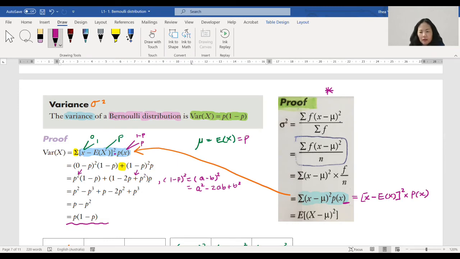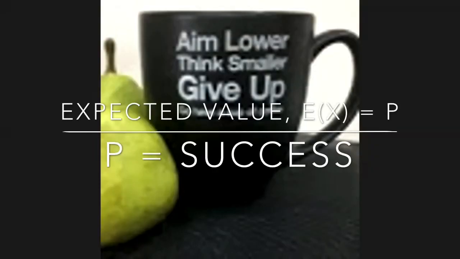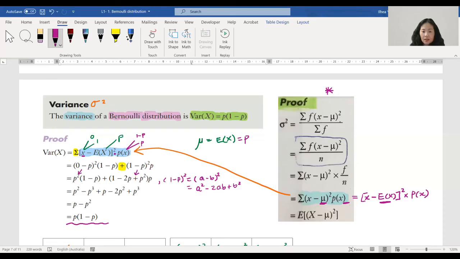You see the mu here? Yeah, I changed that to E of X. Okay, so right, yeah, that's all I've done. Because now we're going to use E of X, and it's times P of X, which is the probability. So with the X, we had 0 and 1 choice, which is the success.